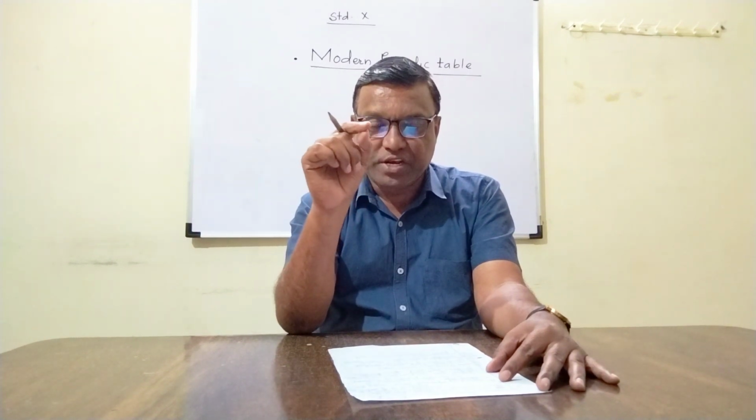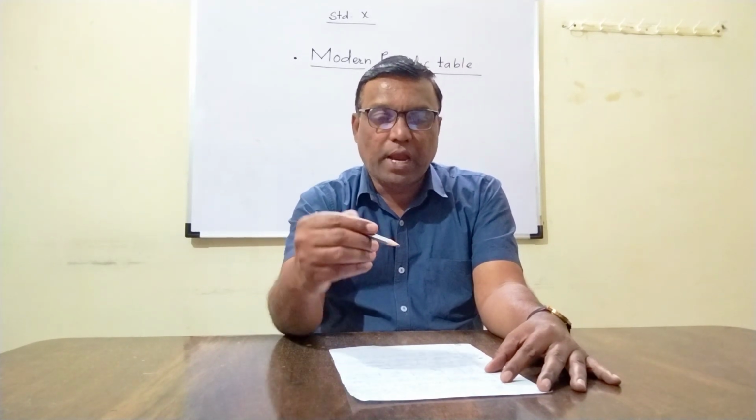1913 AD. In 1913 AD, scientist Henry Moseley showed that atomic number, which he designated Z, is related to the positive charge on the nucleus, or atomic number Z is related to the number of protons in the nucleus. And this discovery he made in 1913 AD.